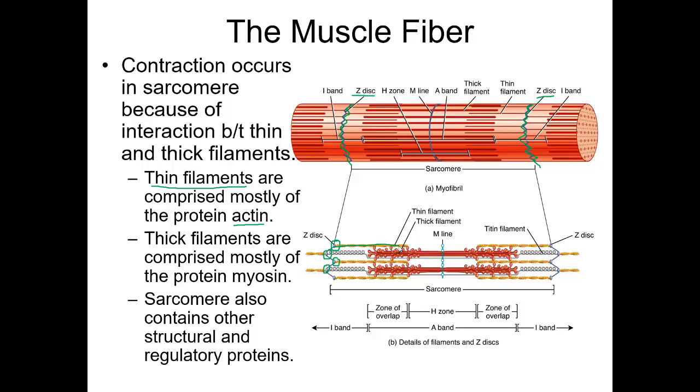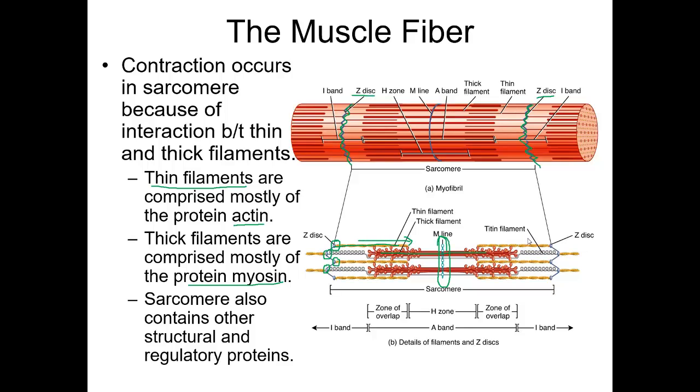Now, alternating between the thin filaments are thick filaments. And the thick filaments that you can see right here in the red are made up of the protein myosin. So thin filaments are made up of actin, thick filaments are made up of myosin. Now, right here in the center is a line called the M line. So when the muscle contracts, the thin filaments are sliding towards the M line.